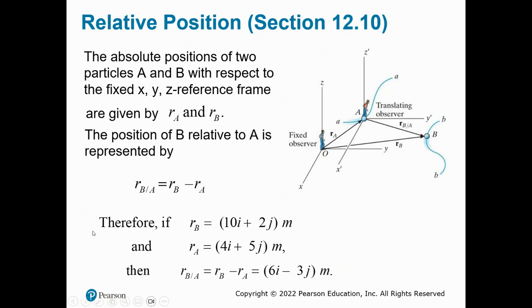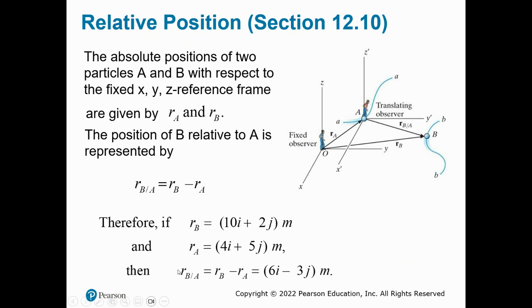Now, let's put some numbers in. If I have RB, the location of RB is defined by 10i plus 2j, 10 in the horizontal direction, 2 in the vertical direction. And if I define RA as 4i plus 5j, meaning 4 units in the horizontal i direction and 5 in the vertical j component, that will give me RA.